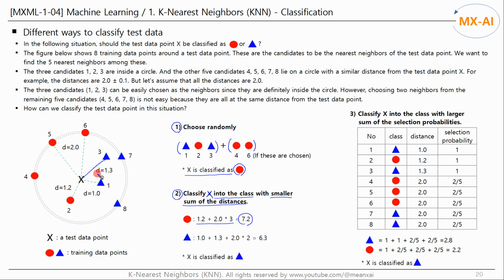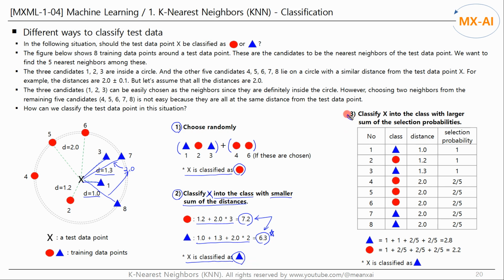Next, we measure all the distances between the test data point and the blue data points. This distance is 1.0, and this distance is 1.3, and the other 2 distances are both 2.0. Then the sum of these distances becomes 6.3. We choose the smaller of the 2. Since this value is smaller, the test data point is classified as blue.